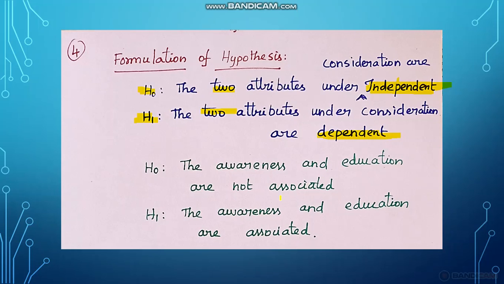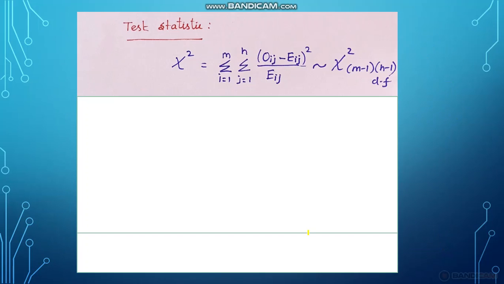That is, awareness and education are not associated. The word independent means not associated, and the word dependent means associated. And the formula is this one.